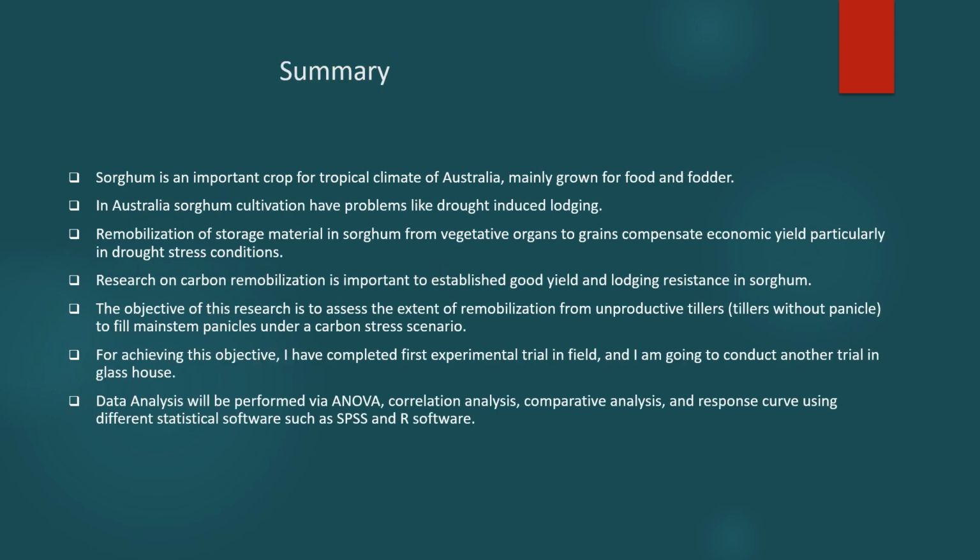For concluding this presentation, I would like to address some key points again. Sorghum is an important crop for the tropical climate of Australia, mainly grown for food and fodder. In Australia, sorghum cultivation has problems like drought-induced lodging. Remobilization of storage material in sorghum from vegetative organs to grain compensates economic yield, particularly in drought stress conditions. The objective of this research is to assess the extent of remobilization from unproductive tillers to fill main stem panicles under a carbon stress scenario. For achieving this objective, I have completed the first experimental trial in the field and I am going to conduct another trial in the glasshouse.